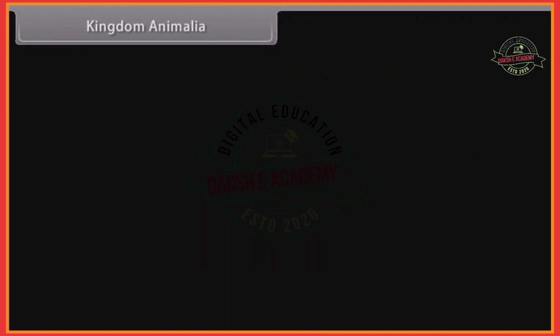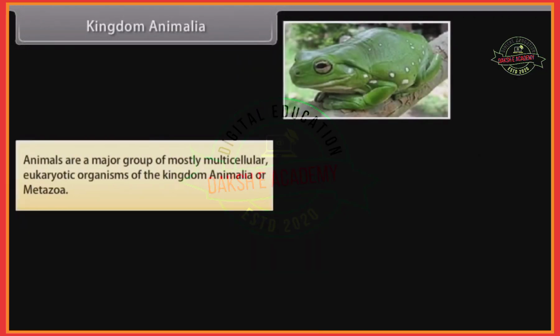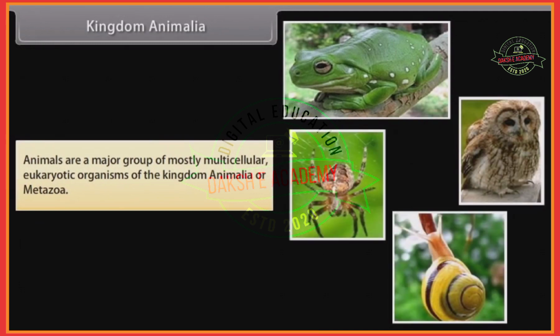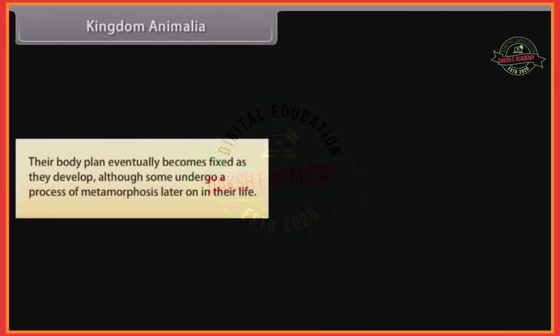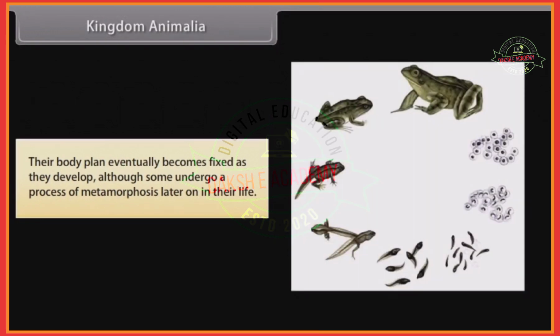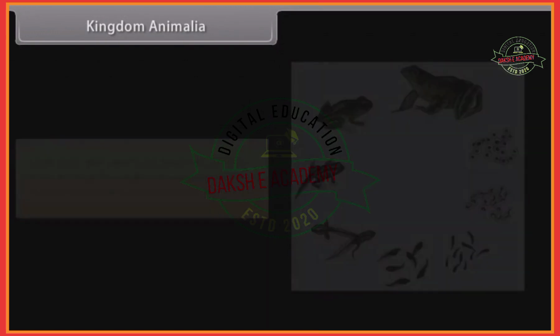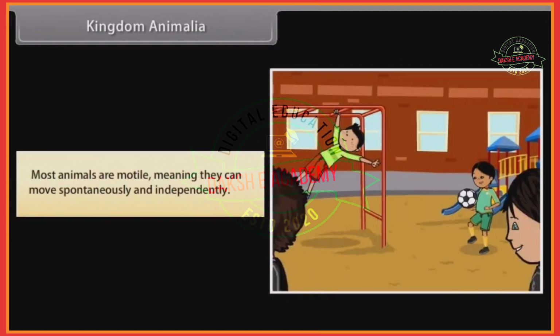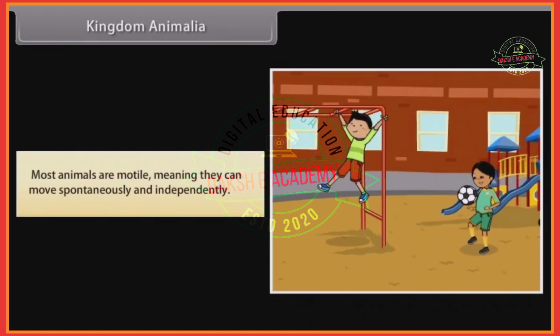Kingdom Animalia. Animals are a major group of mostly multicellular eukaryotic organisms of the kingdom Animalia or metazoa. Their body plan eventually becomes fixed as they develop, although some undergo a process of metamorphosis later on in their life. Most animals are motile, meaning they can move spontaneously and independently.